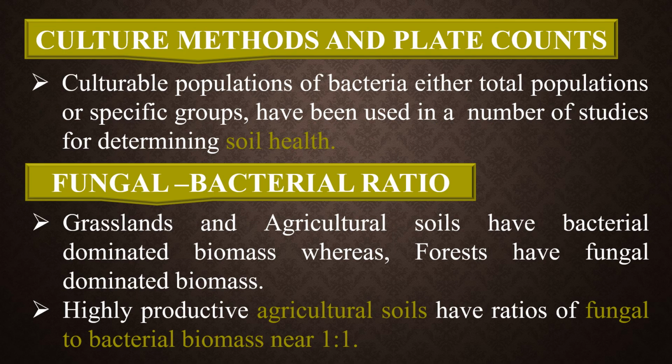Culture methods and plate counts. Culturable populations of bacteria, either total populations or specific groups, have been used in a number of studies for determining soil health. Fungal bacterial ratio. Grasslands and agricultural soils have bacterial dominated biomass, whereas forests have fungal dominated biomass. Highly productive agricultural soils have ratios of fungal to bacterial biomass near 1:1.